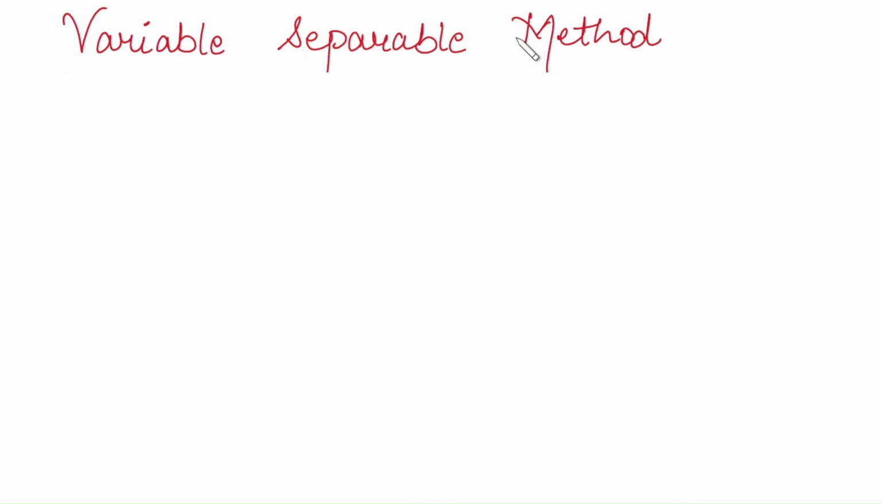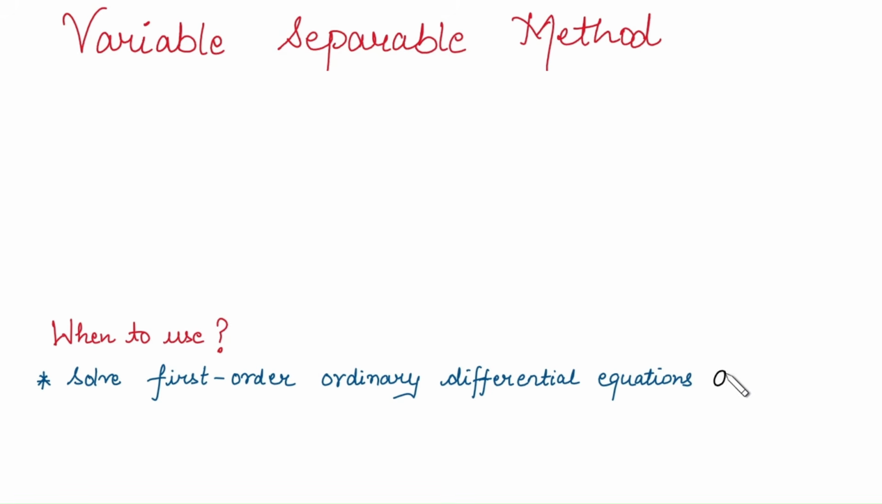We are going to learn an important method for solving differential equations that is called the variable separable method. It is also called the separation of variables method. This method is used to solve first order ordinary differential equations. So before we start, let's understand what an ordinary differential equation, or sometimes written as ODE, is.